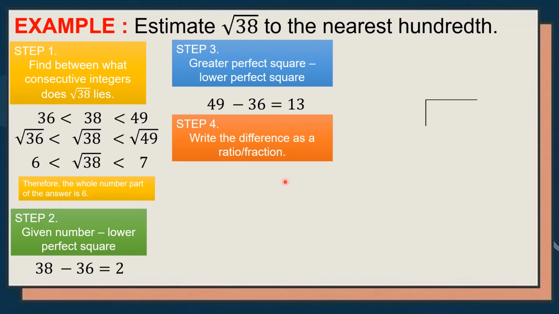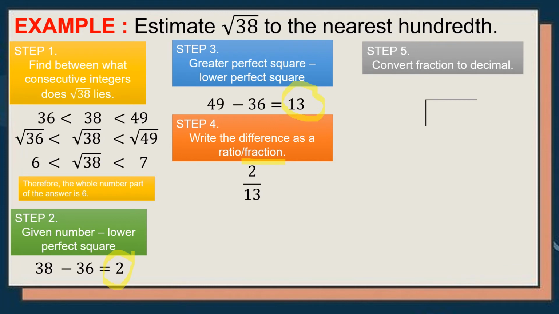For step number 4, we will write the difference as a ratio or as a fraction. The answers that we obtained from step number 2, which is 2, and step number 3, which is 13, we will write as a fraction. So we have here 2 over 13. Then in step number 5, we will convert this into a decimal. In converting a fraction to a decimal, it is simple, we have to divide the numerator by the denominator.